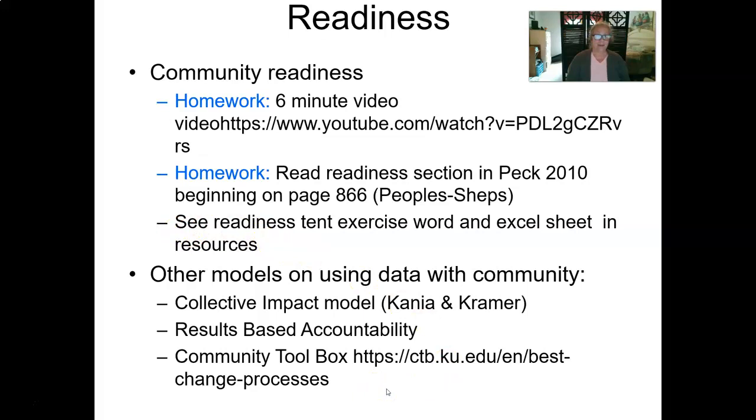And there are other models, besides the Peoples-Shep model that this was originally based on, that do a lot of the same kind of thing. Working with community and data is a tricky thing. And so you might want to take a look at these other 3 models that do some of this. The collective impact, results-based accountability is not quite in a broad community, but it does work with broad sectors, different sectors. And then the community toolbox has some real specific good stuff to work on.